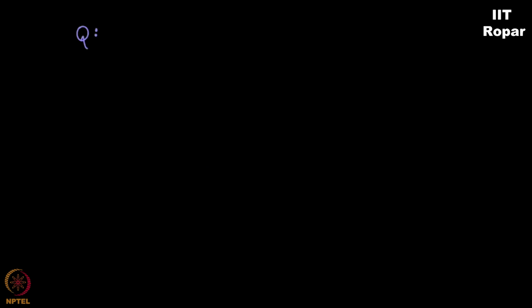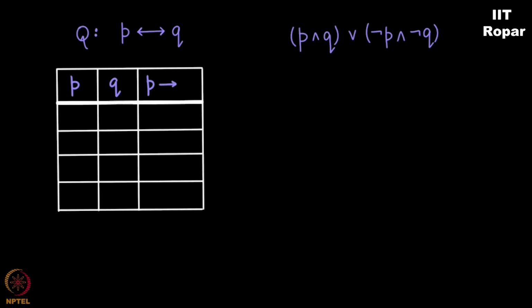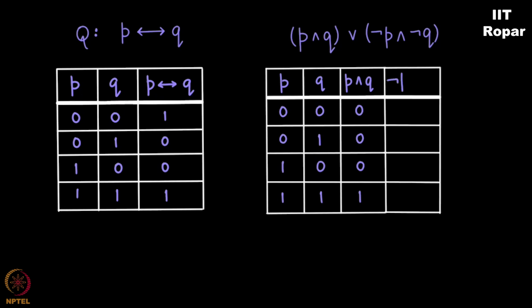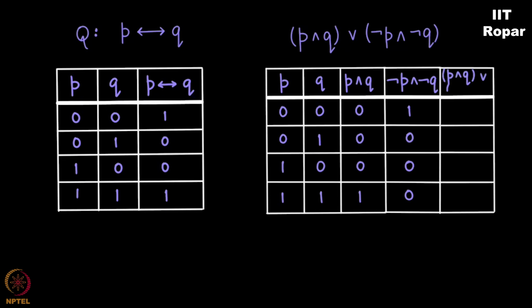Here is an interesting question. P implies and implied by Q, and look at this expression, P and Q or not P and not Q. Let us write the truth table of both of these expressions. P implies and implied by Q has the values 1, 0, 0, 1. And let's try writing the truth table of this, which involves writing the truth table of P and Q, which is this. And then the truth table of not P and not Q, which is this. And then OR of these two, which is this.